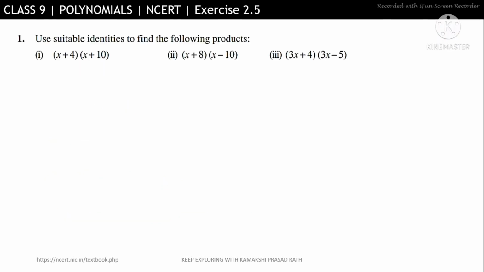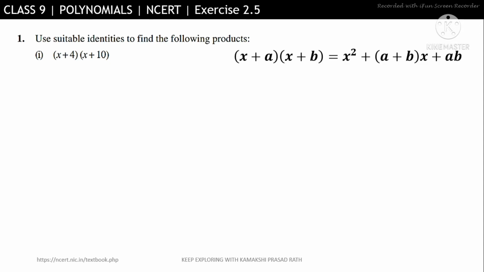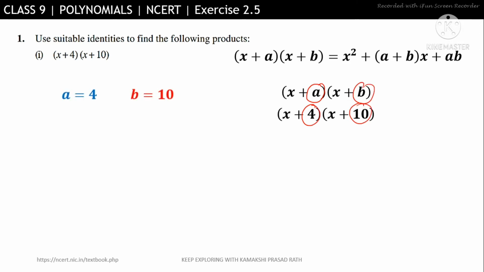So let's start with the first question. The question says use suitable identities to find the following products. You can see this is an expansion one. To start with the first question, (x plus 4) multiplied by (x plus 10). It clearly resembles the identity (x plus a) multiplied by (x plus b). When you compare (x plus a) into (x plus b) and (x plus 4) into (x plus 10), it is clearly saying a is 4 and b is 10. So a is equal to 4 and b is equal to 10. That means in place of a we can put 4, in place of b we can use 10.